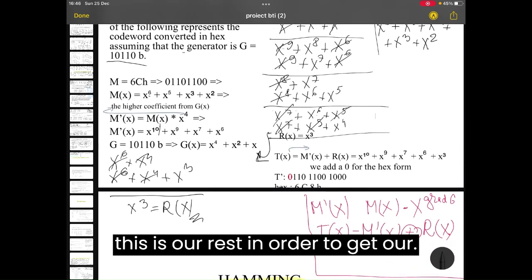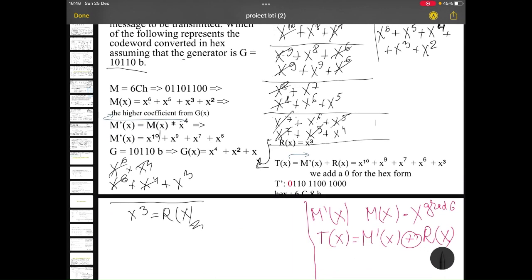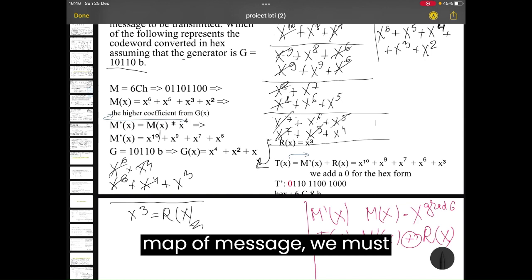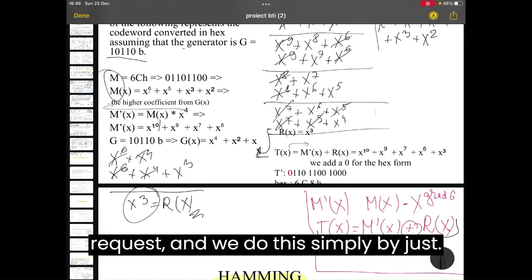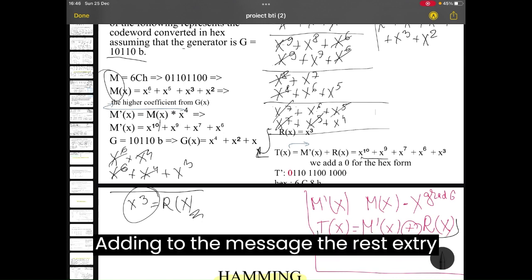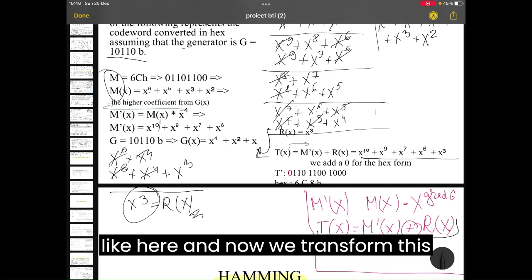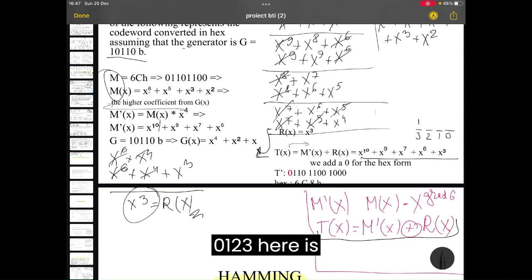In order to find out the transmission of the initial message, we must modulo-2 add the message we received and this rest. And we do this simply by adding to the message the rest x to the power of 3, like here. And now we transform this in binary. So for position 0, 1, 2, 3, here is 1. I will delete this line so I have enough space.